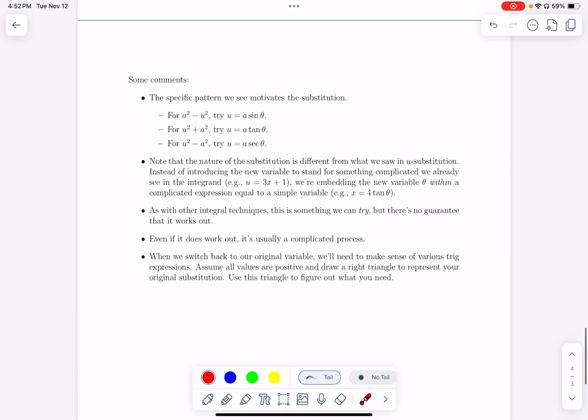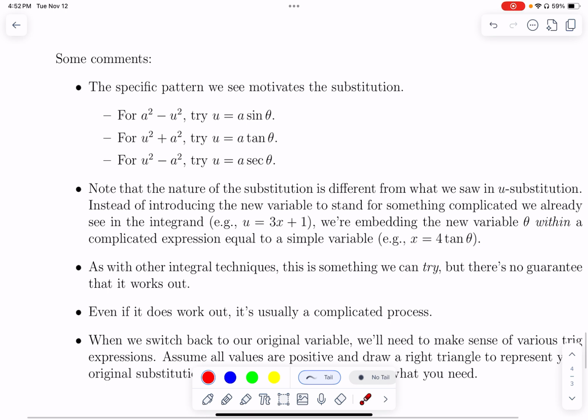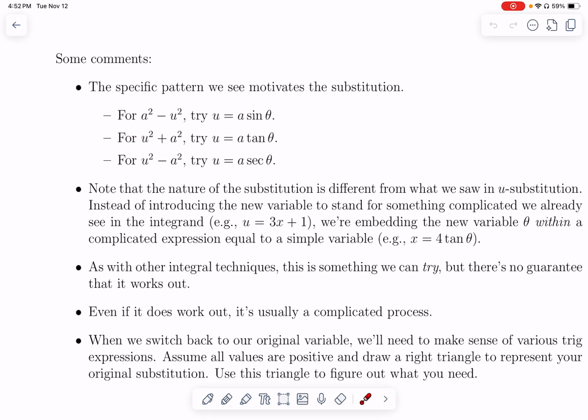So just a couple of comments here. What you see in your integrand should motivate the kind of substitution you want to try. So if you see, for example, a squared minus u squared, we'll try what we did here. Because what will happen is we will have a squared minus a squared sine squared, which simplifies to a squared cosine squared. Right? So that's one term instead of 2.